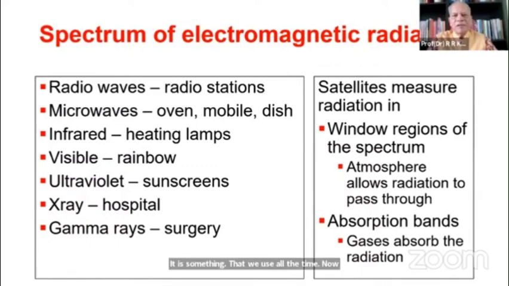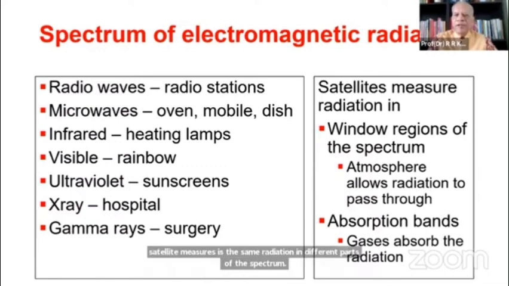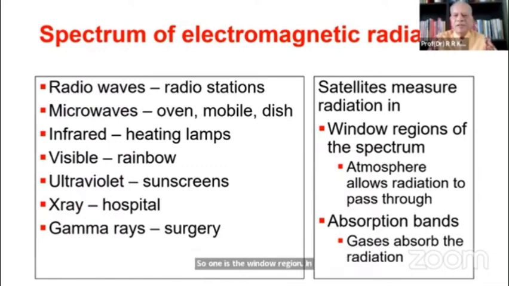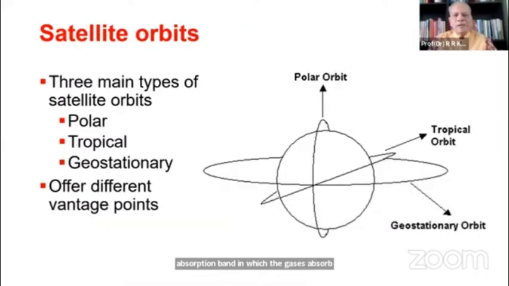Now, what a satellite measures is the same radiation in different parts of the spectrum. One is the window region, in which the atmosphere allows radiation to pass through. And the other is an absorption band, in which the gases absorb the radiation and do not allow the radiation to pass through. We come to the satellite orbits.